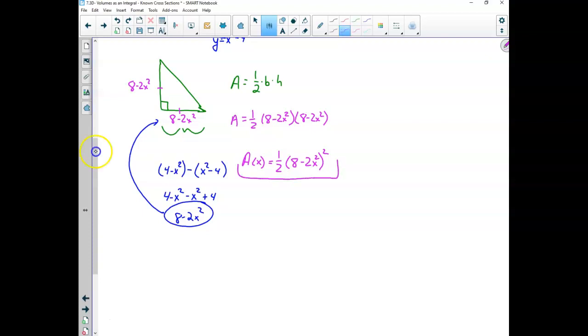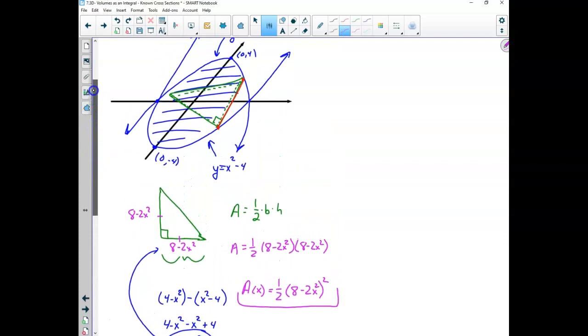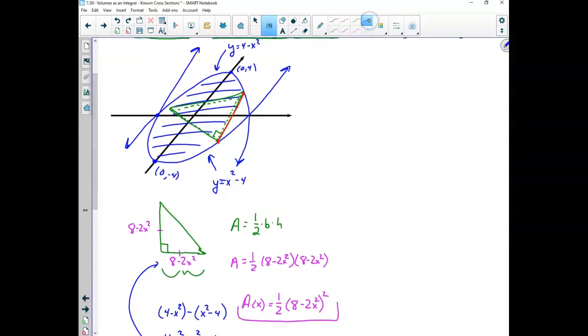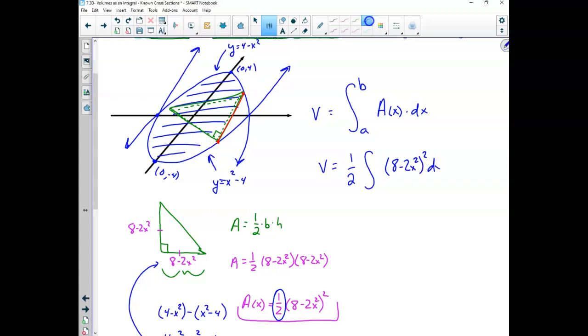And remember, when we are trying to find our integral, the volume is going to be the integral from a to b of my area function times a little bit of thickness because I'm perpendicular to the x-axis. Well, what that means is I have a constant here of a half. So my volume is going to equal, I'm going to pull my half out, the integral of 8 minus 2x squared, squared dx, and I also need my limits for x.